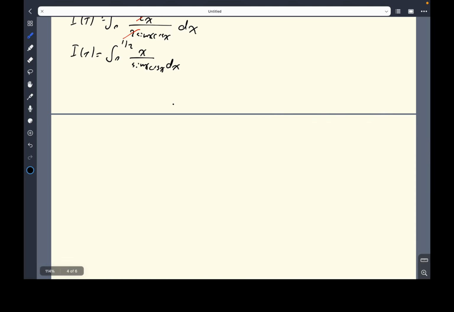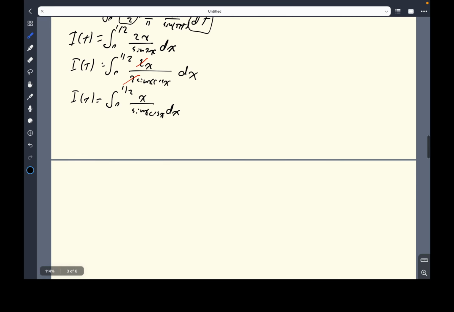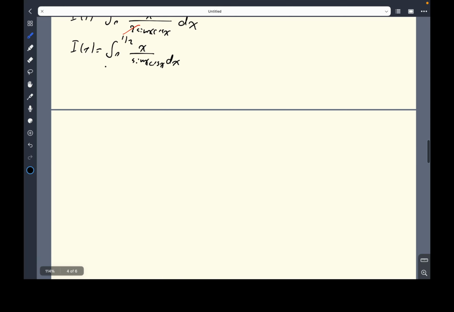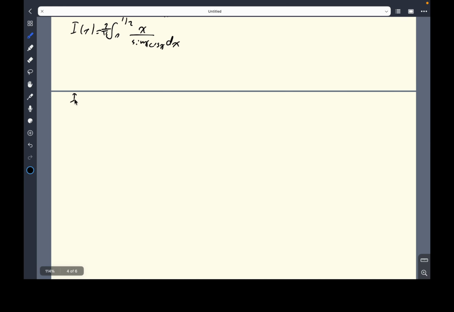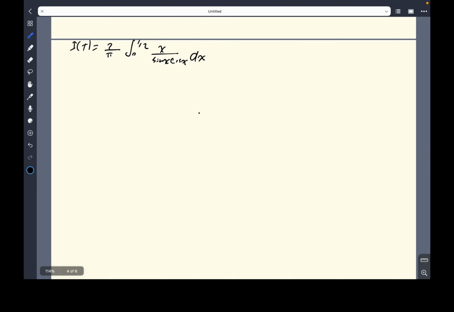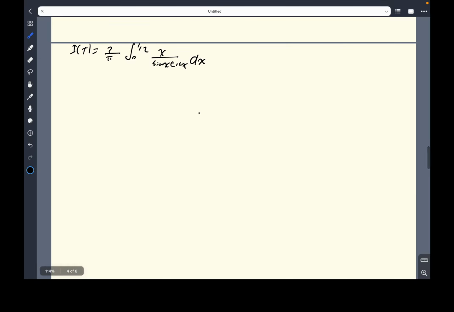Oops, I forgot this 2 over pi. I should have gotten it out of the integral. So I'm going to write it again. My I of t is 2 over pi, integral from 0 to half of x over sine x cosine x dx. Now, the next step here is to multiply and divide the inner integral by secant squared x, aka 1 over cosine squared x.